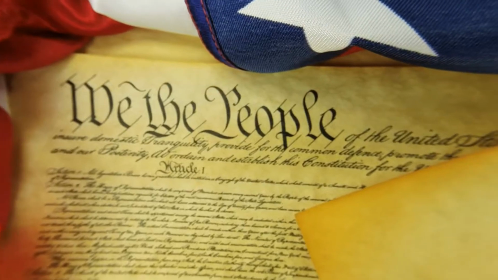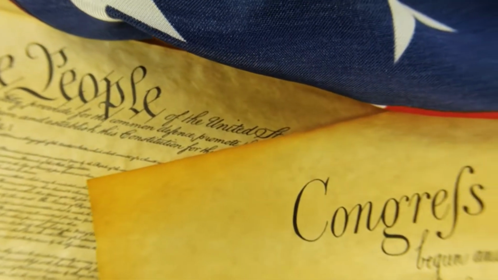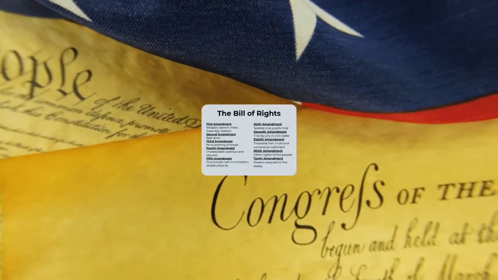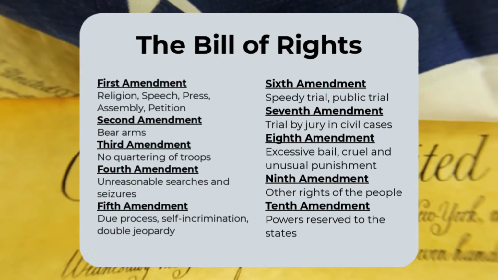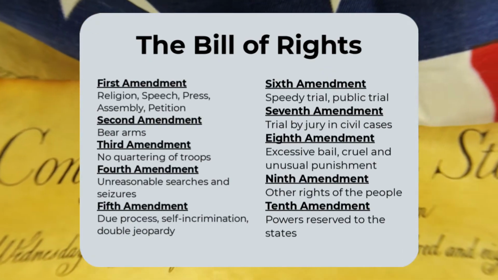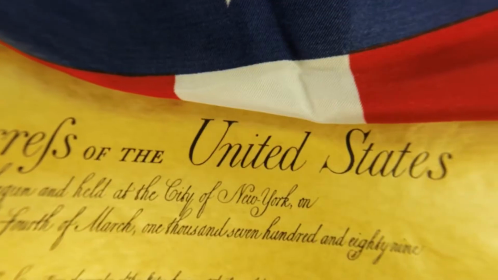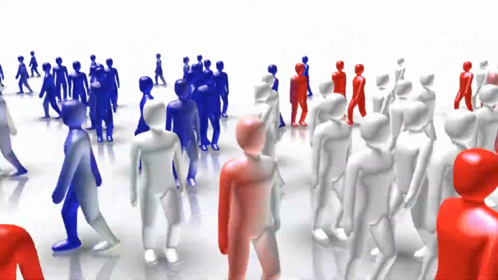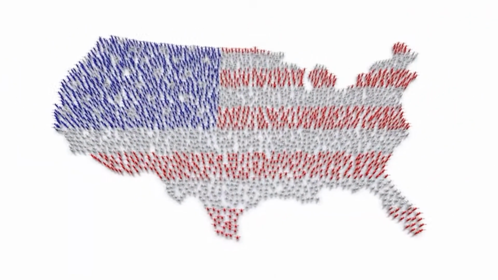To secure ratification and placate those concerns, Federalists promised to add a series of amendments that would explicitly protect individual liberties. The result was the first 10 amendments, known as the Bill of Rights, which guarantee core freedoms such as speech, religion, and due process, and reserve all powers not delegated to the federal government to the states or the people. This compromise helped unify the country under the new Constitution, while affirming the principle that government power must be limited and accountable to the people.